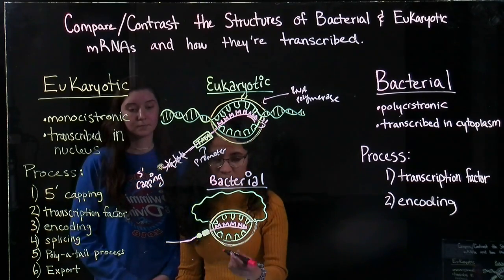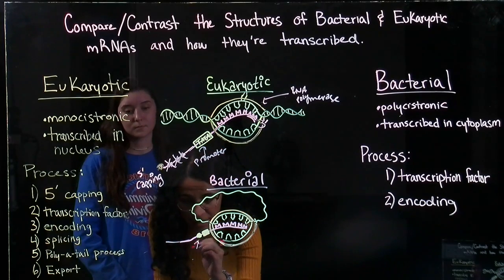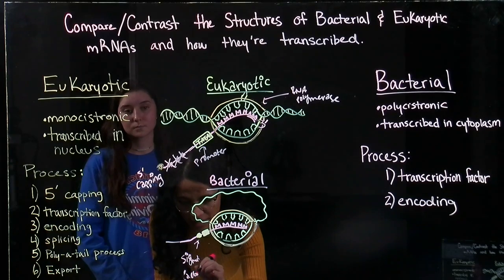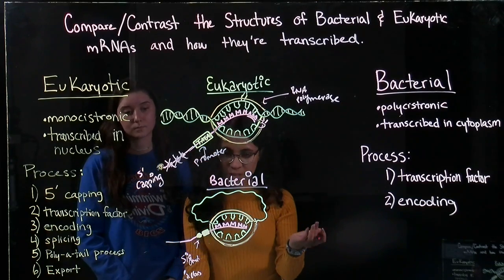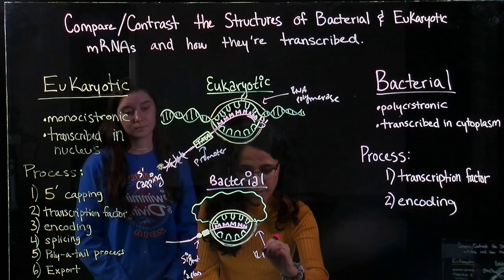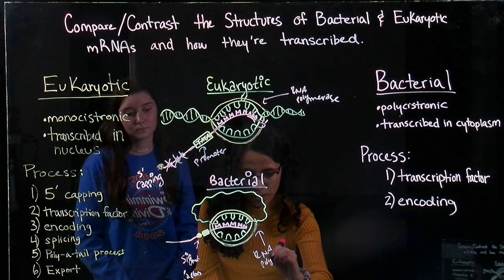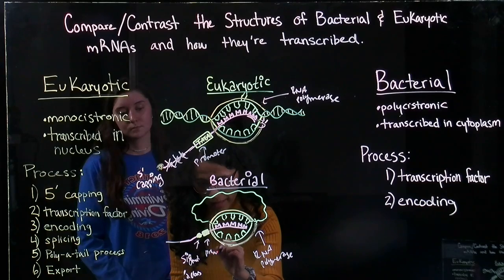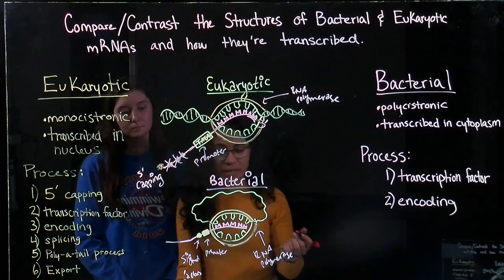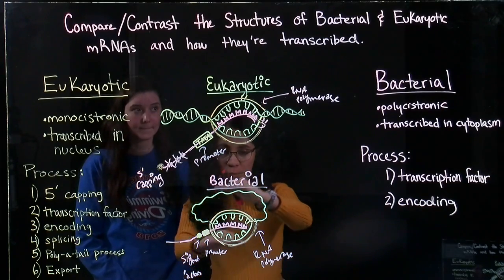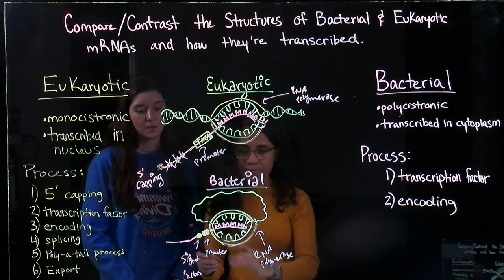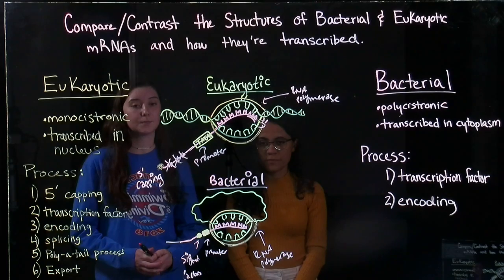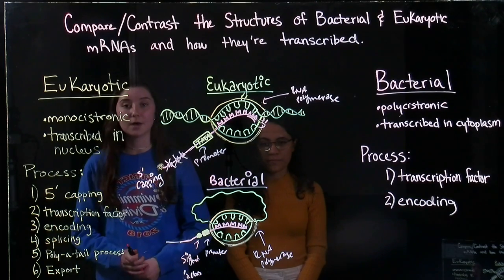For the bacterial process, it does not require the 5' capping to start, but it does require transcription factors. For the bacterial mRNA, these are called sigma factors. And it does the same job as the other transcription factors, which allows the RNA polymerase to recognize the promoter. And again, just like the eukaryotic mRNA process, RNA polymerase opens up the helix.